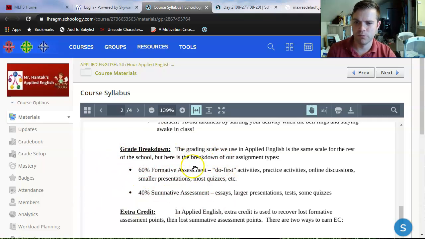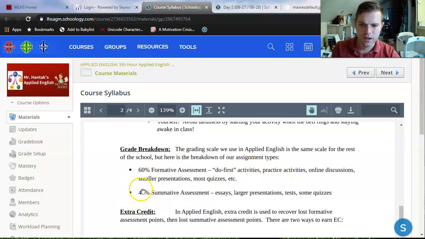60% formative, so most of, I should say the better majority of how you're graded in applied English is based on how we practice. Formatives are practice activities like our do firsts, any sort of worksheets or practice activities we do, even online. Online discussions, smaller writing assignments, smaller presentations, most quizzes are going to be formatives, and 60% of the overall grade.